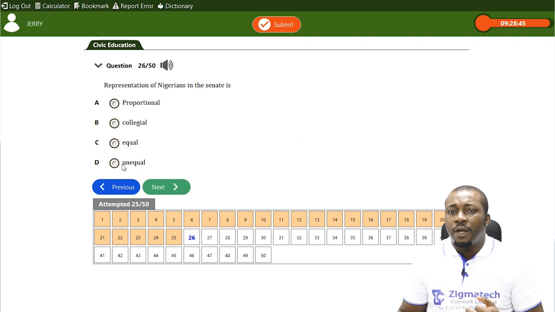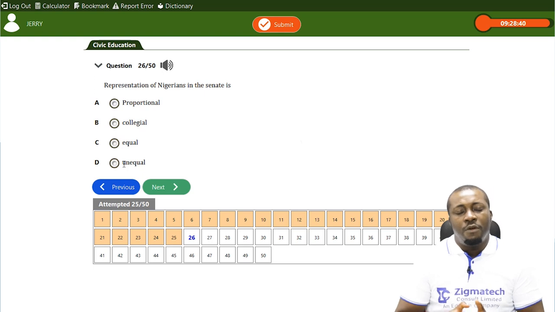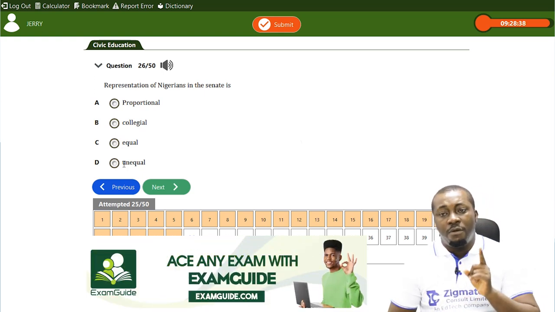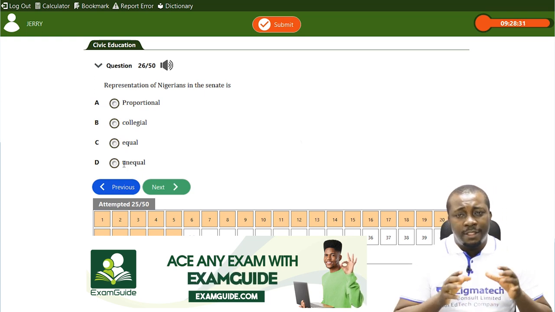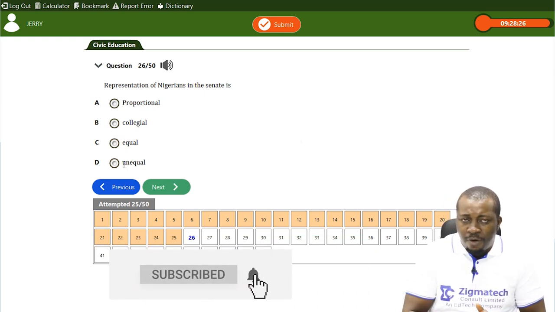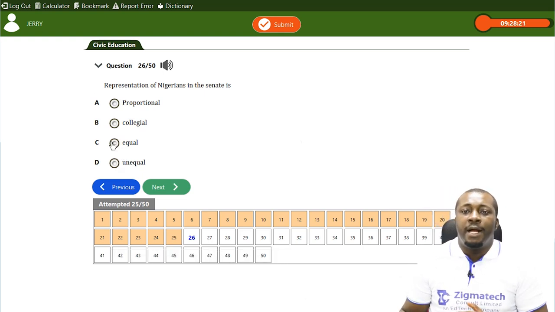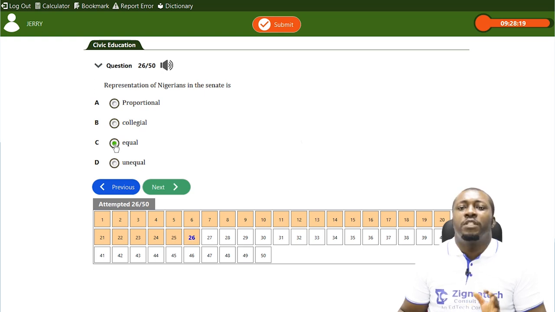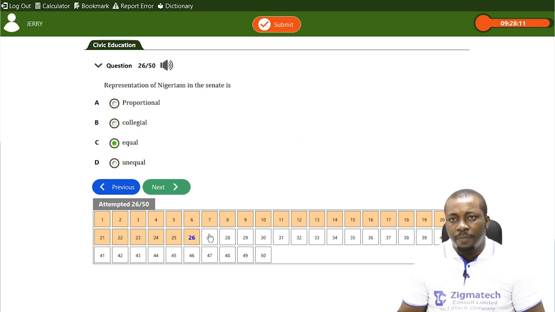It's not unequal. Now, some people can look at it from the perspective of it being unequal, because we have the Federal Capital Territory having only one representative and all the states having three persons. Now, it can be, because the states that make up this country are what we consider more. FCT is just the capital of Nigeria. Now, the answer is equal because the upper chamber promotes equality. So that is where you have equal representation of all the states.